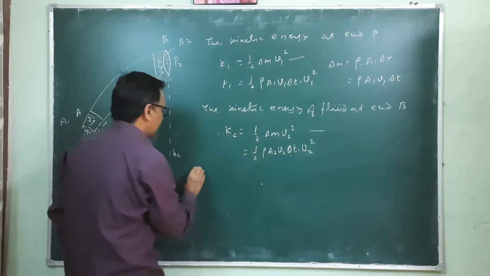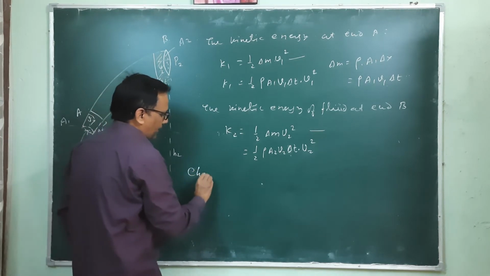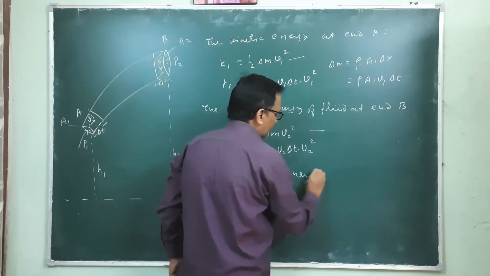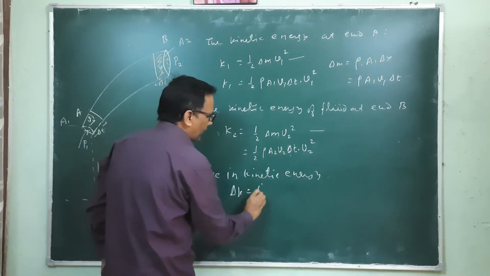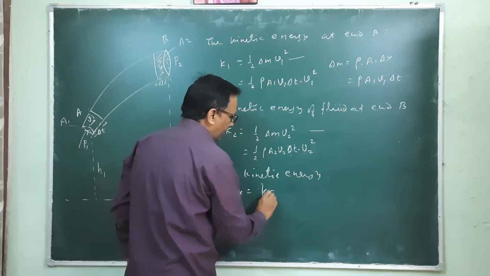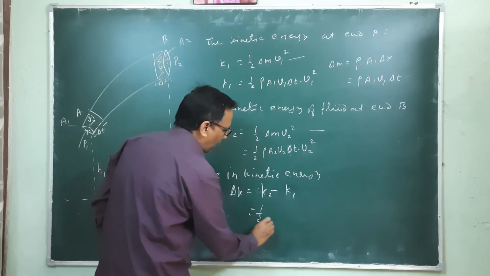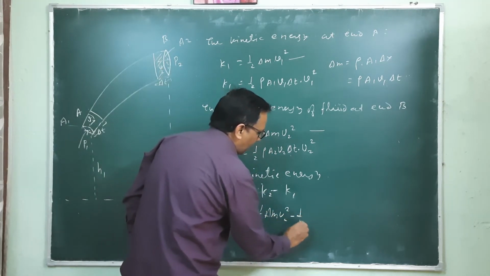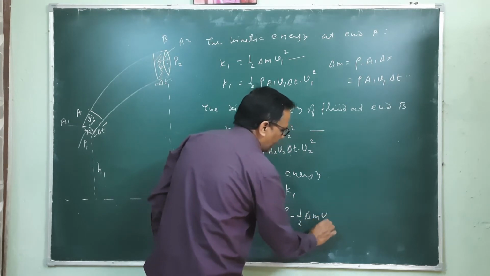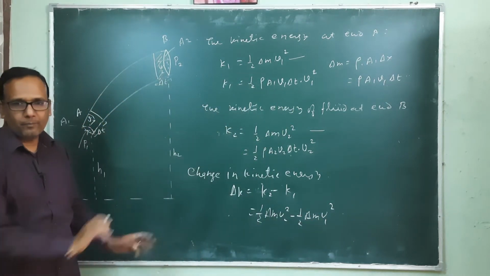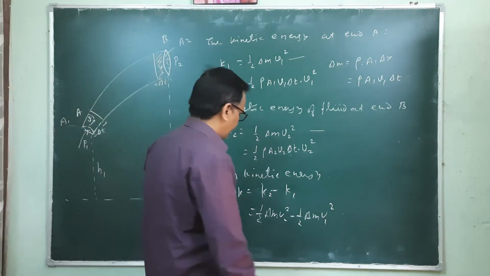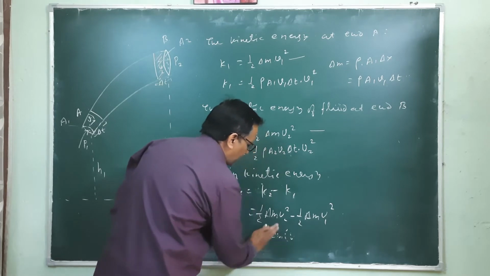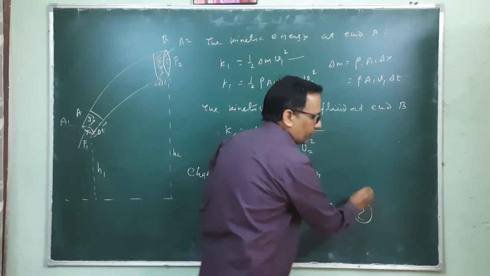Okay, so the change in kinetic energy, delta K, is equivalent to K2 minus K1, and this is equivalent to half delta M V2 square minus half delta M V1 square. Looking simple. So this is half delta M. That's okay. This is equation number two.